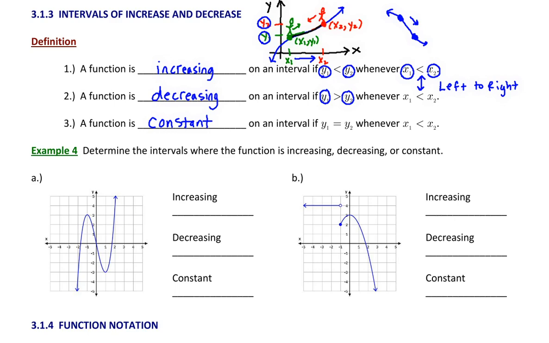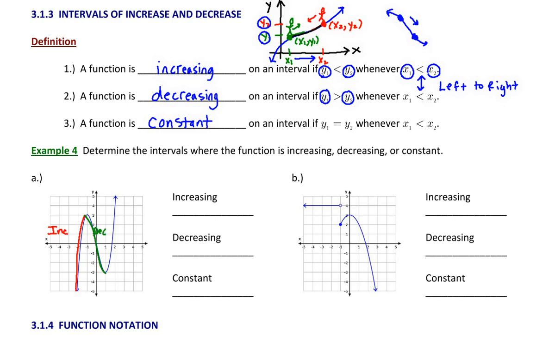So let's give this a try on example 4. Determine the intervals where the function is increasing, decreasing, or constant. And we're going to quote it with interval notation. So looking at our graph and reading it from left to right, clearly this part is increasing, right? It's going up as we read it from left to right. And this little branch is decreasing.